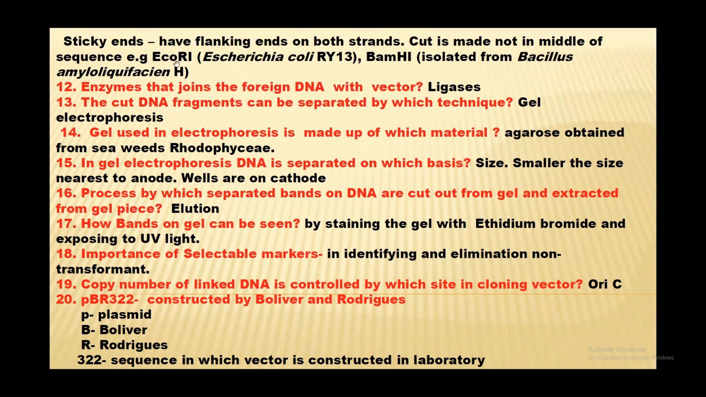Example: EcoRI from Escherichia coli RY13, BamHI isolated from Bacillus amyloliquefaciens H. So some examples are given here. Try to understand them. These examples are very, very important. See the next, 12th one.